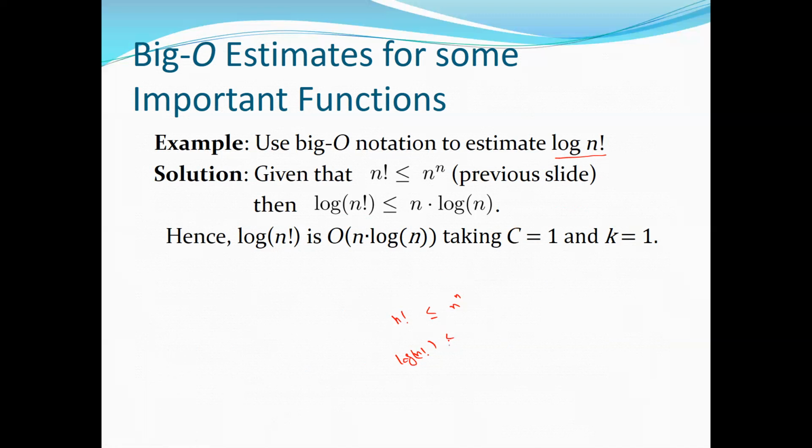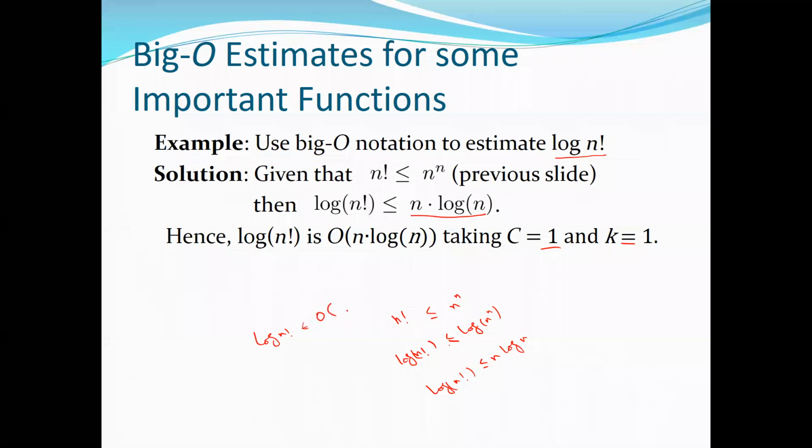so this is less than or equal to log of n to the power of n. And we know the property of the log: whatever is the power, this will come down. So log of n factorial is less than or equal to n log n, right? So that's the condition for c equal to 1 and k equal to 1. So that means log of n factorial belongs to big O of n log n, right?